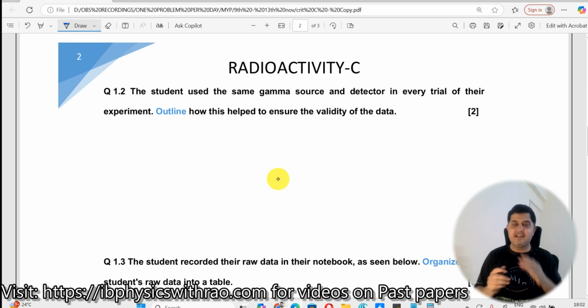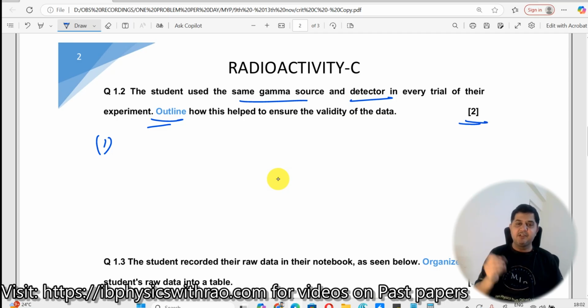So as a result of it, it's always better. You need to outline. You need to mention about the source, and second you need to mention about the detector, and only then you get 2 marks. First one about the source.